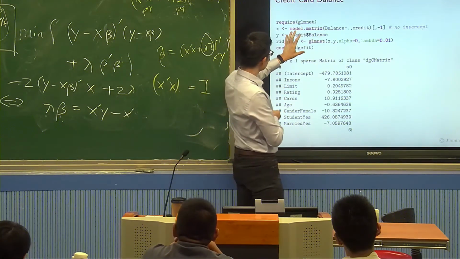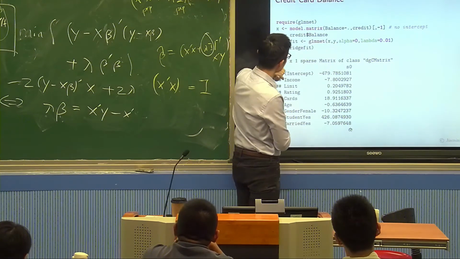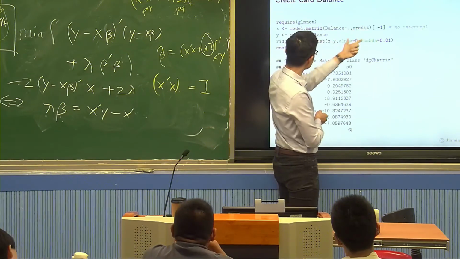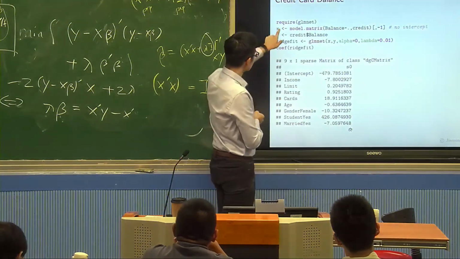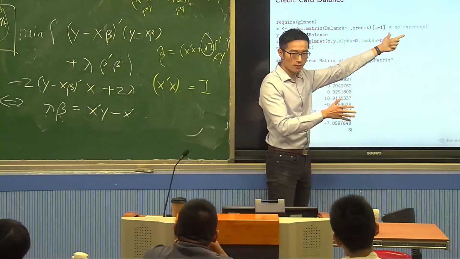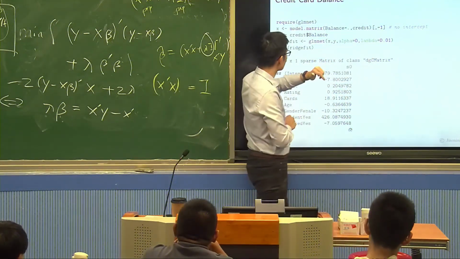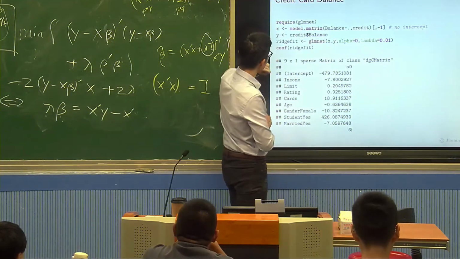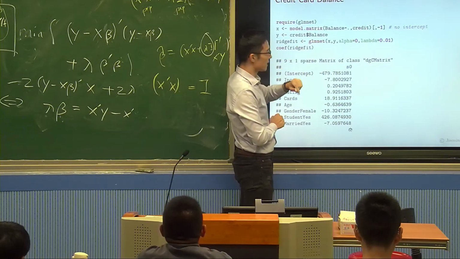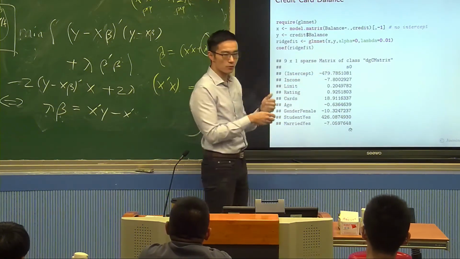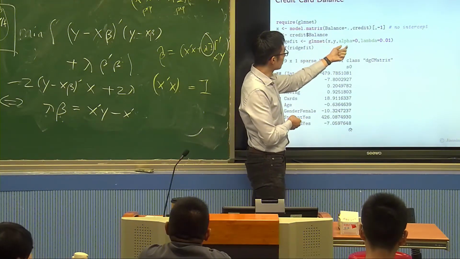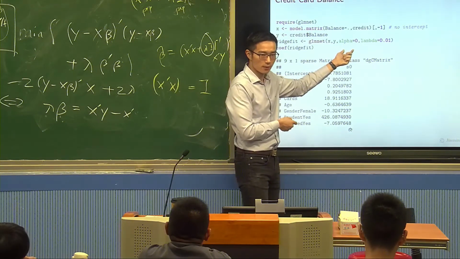In R, we use the glmnet package, and we're regressing balance on everything else. The way to do it is we first use the model.matrix command without the intercept. In ridge regression, we don't include the intercept. Get rid of the intercept, make it into x, and then we take the y of the data, and we use the command glmnet, which is the command in this package to do ridge regression. I'm going to regress y on x. I'm not going to explain what this alpha is. We'll talk about this next time.